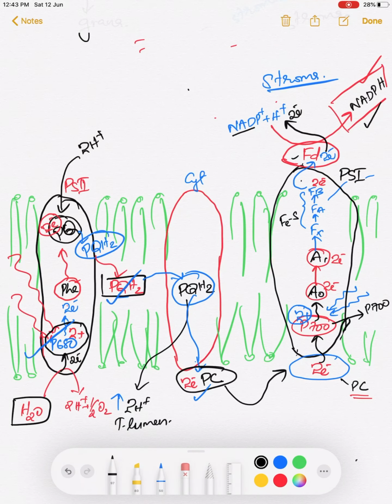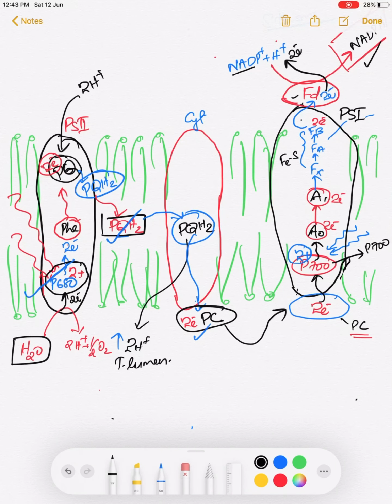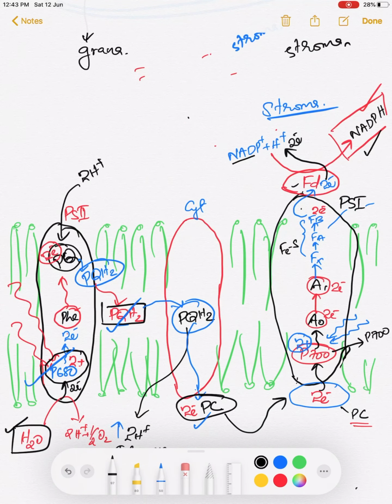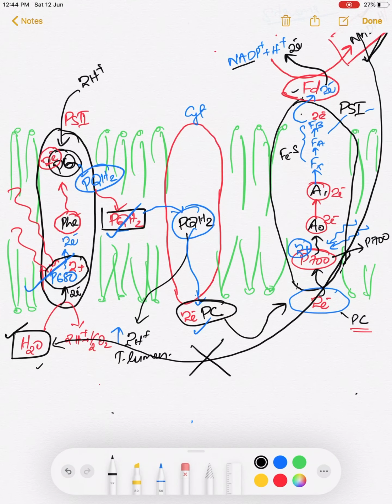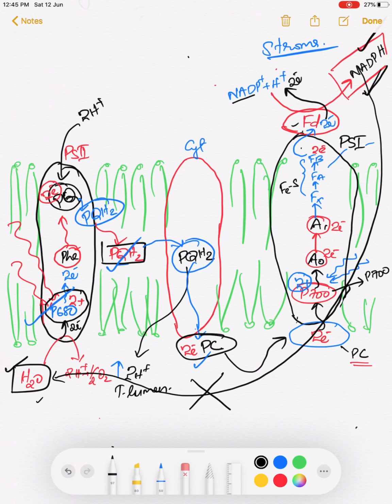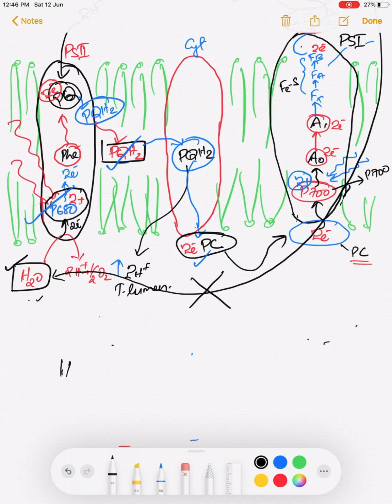So if you observe the two extremes, the one end will be water that will be donating the electron, and the other end of this electron transport chain will be NADPH. Remember, these electrons are not cycled back to this water molecule. This is not happening. That is why this process is also called non-cyclic photophosphorylation. I will explain the concept of photophosphorylation, but we are using the word non-cyclic because the electrons are not cycled back to water molecules.